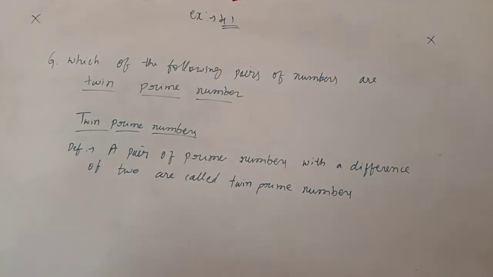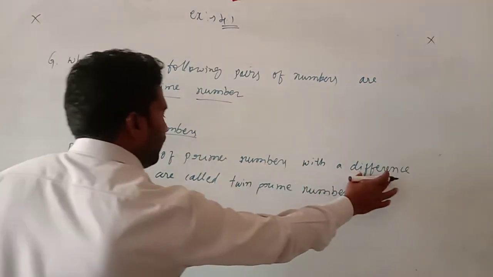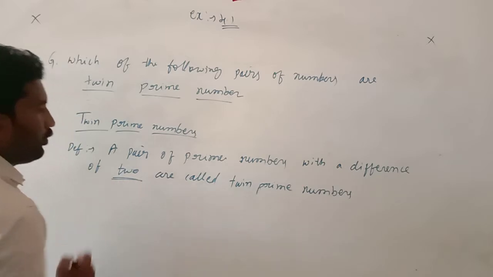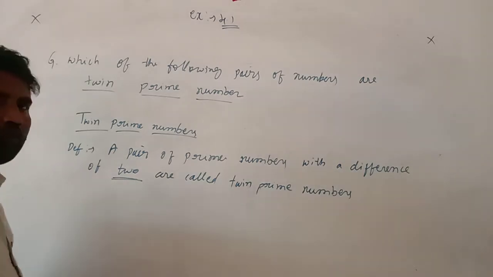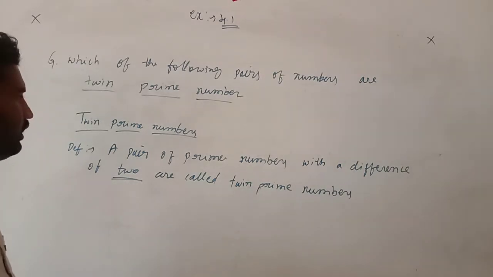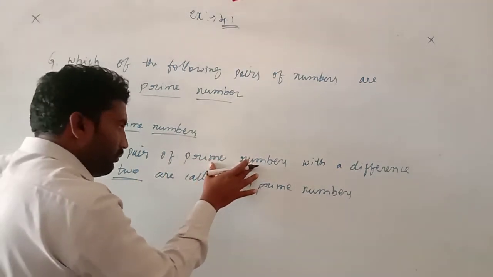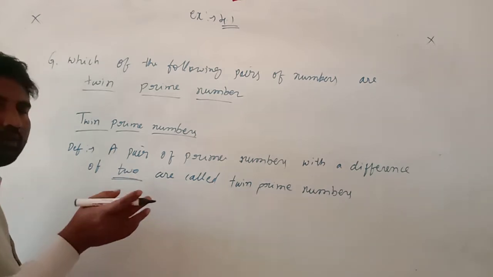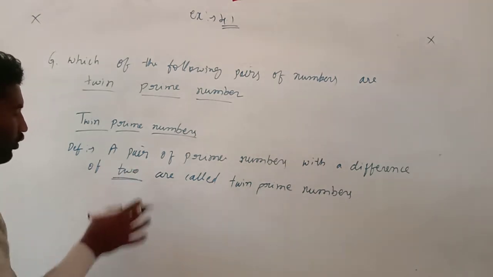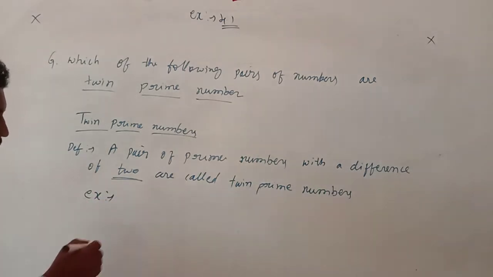So what does it mean? A pair of prime numbers with a difference. The difference should be 2. So the numbers should be prime and their difference should be 2. Then only those numbers are called twin prime numbers. Those two numbers should be prime numbers and the difference between them should be 2. For example, I am taking here.